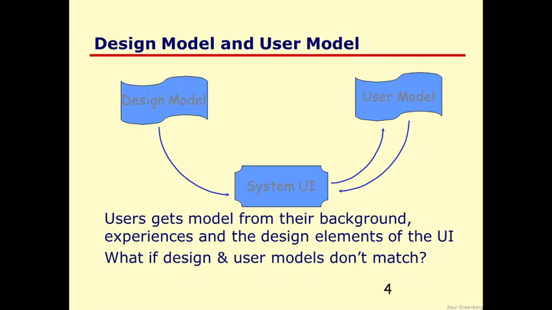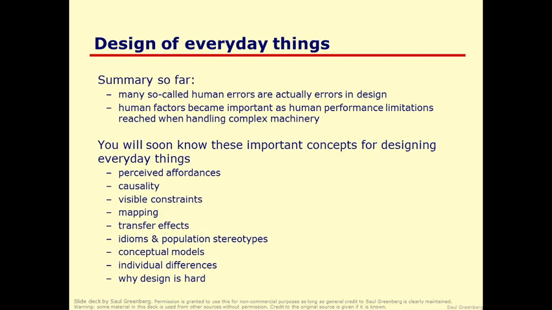So what if the design and user mental models do not match? When they don't match, what the user expects to happen does not happen, there is a mismatch, and the user ends up not being able to use the system to the fullest extent. The Design of Everyday Things says that many so-called human errors are actually errors in the design. Human factors became important as human performance limitations were reached when handling complex machinery.